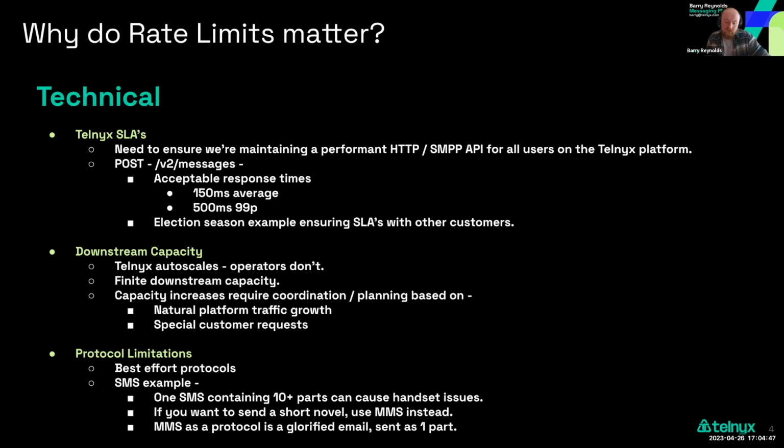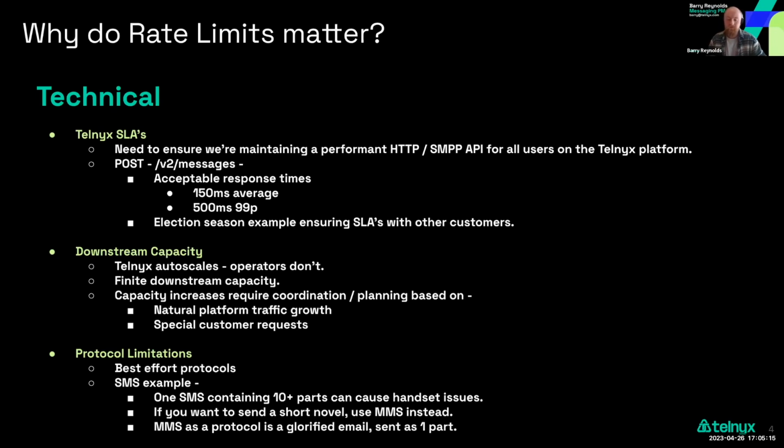And then we have the limitations of the protocols themselves. At the end of the day, these protocols don't behave the way we'd expect with, say, RCS. They're best effort protocols. So to expect perfect performance or deliverability is unrealistic, but of course, with the right approach, you can get pretty close.